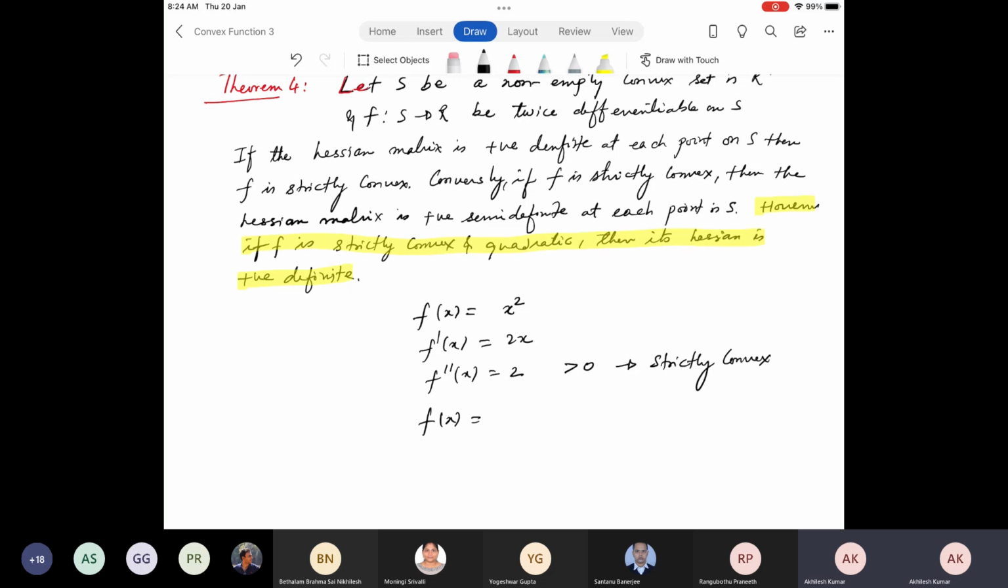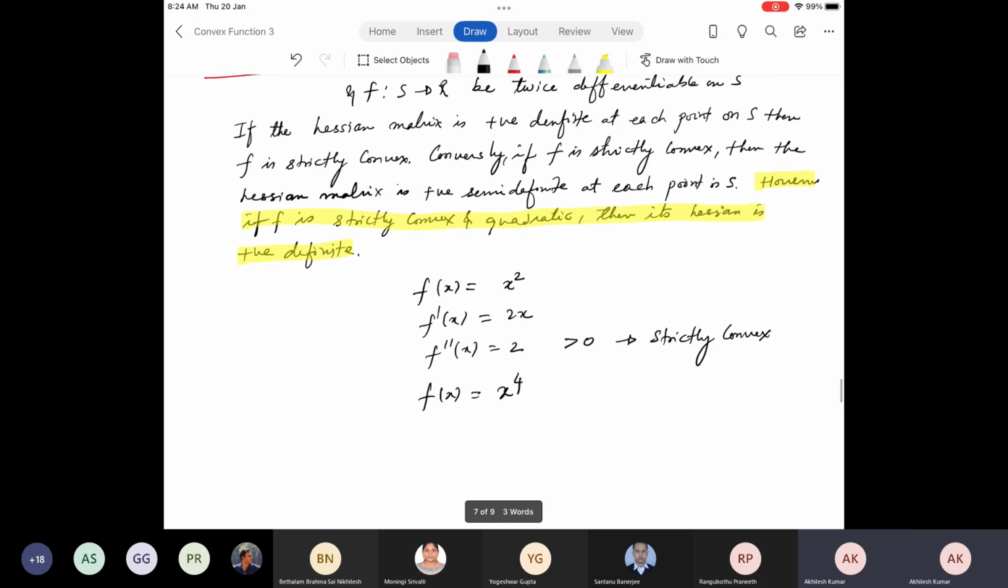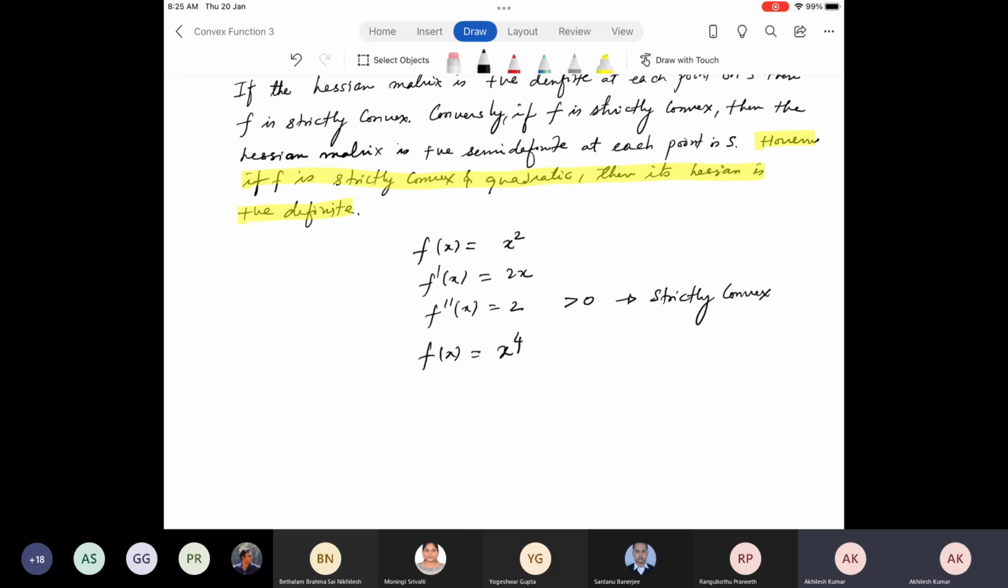Now look at f(x) equals x to the power 4. What happens to this one? f'(x) is 4x cubed. f''(x) is 12x squared. f'''(x) is 24x, and f''''(x) is 24. What can you say about this function? What can be said about this function?